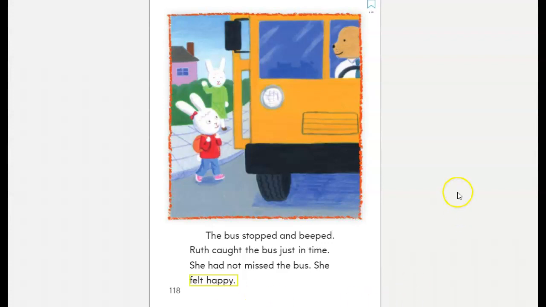Where do you think Ruth is going to go next? I know that she still lives at home with her mom and dad, and she looks like she is a smaller rabbit. I think Ruth is going to school. Do you think Ruth is going to school? Let's see.